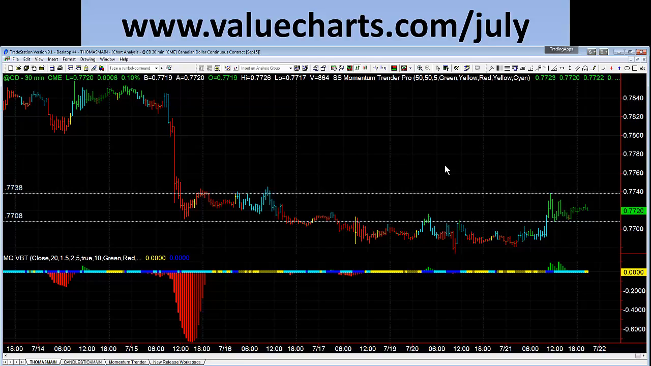It depends, Skip. You can use a 2 or a 5-minute. It's up to you. You'll have more setups if you're using a 2-minute chart, but you'll also have more false signals if you're using a 2-minute chart. Yeah, nothing's perfect.